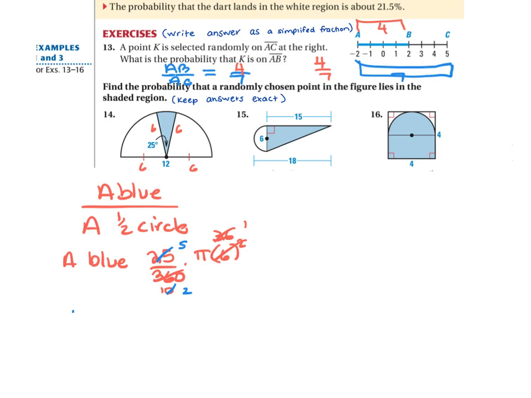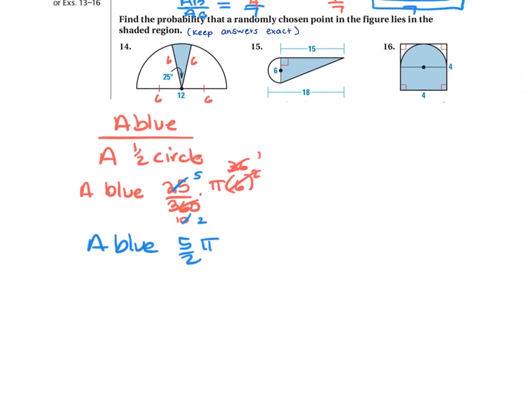Of the blue is going to be 5/2 pi. So now I need to find the area of half of the circle. So again, my circle is pi r squared, but it's half of that. So half of 36 pi, change that to 18. So it's 18 pi.